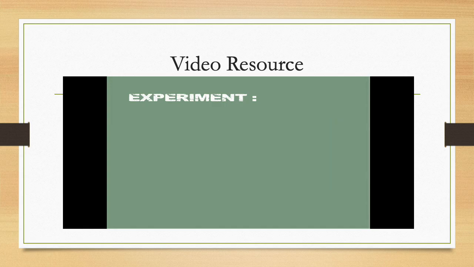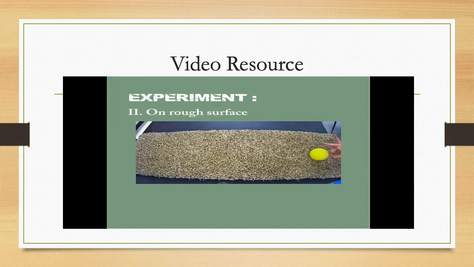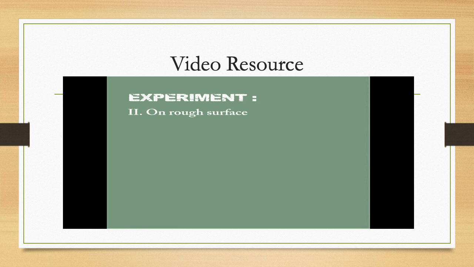Now, let's move on to the second part. We roll the ball on a rough surface. This time, the ball does not move as fast as before. It slows down much more quickly and stops sooner. This is because the rough surface creates more friction. Friction is a force that always works against motion, meaning it slows objects down.